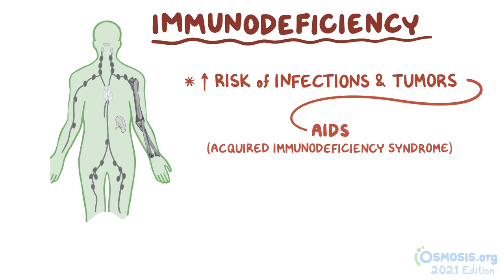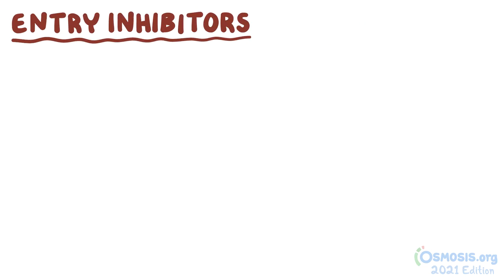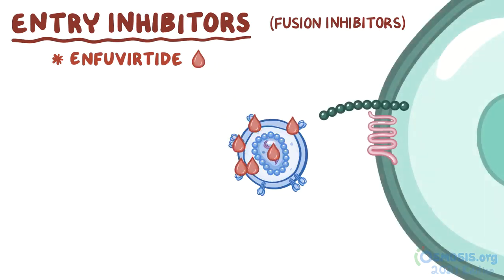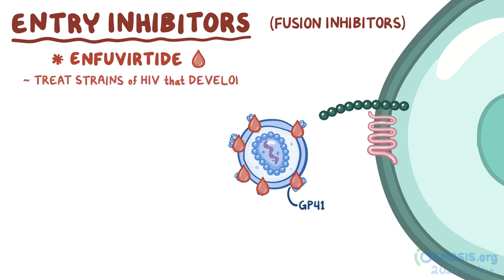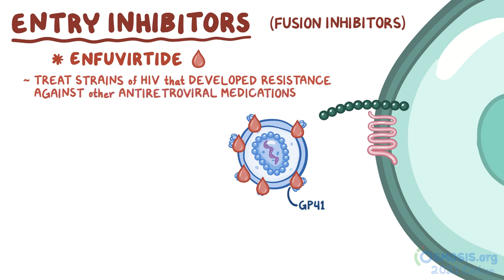Now, in order to prevent the HIV virus from infecting a cell, we can use entry inhibitors, also called fusion inhibitors. The first medication, enfuvirtide, targets the HIV virus by binding to the GP41 present on its envelope and disabling it, so there's no fusion of viral and cell membranes. This medication is given to treat strains of HIV that develop resistance against other commonly used antiretroviral medications, like nucleoside reverse transcriptase inhibitors.